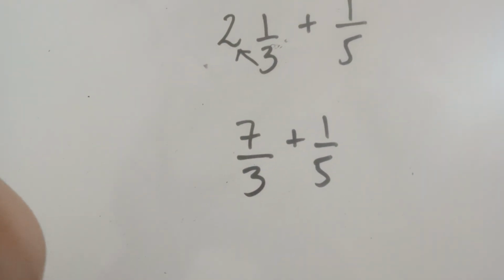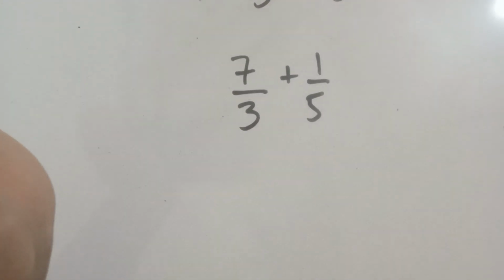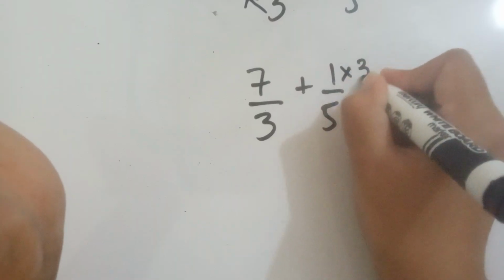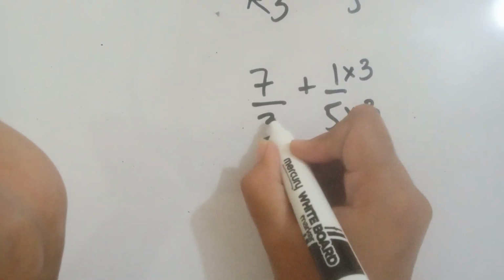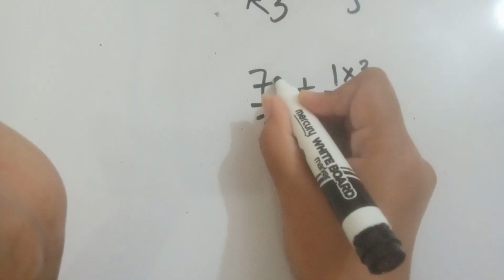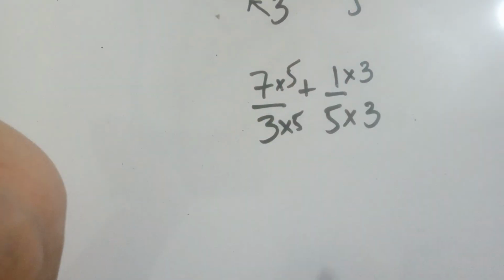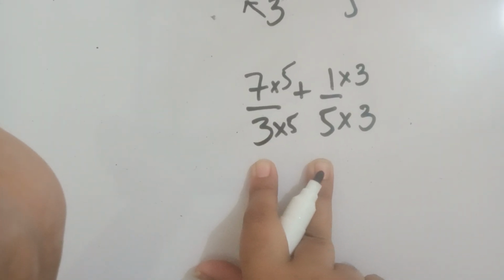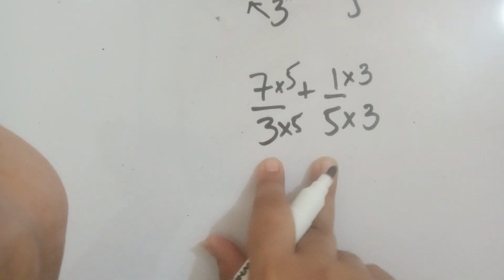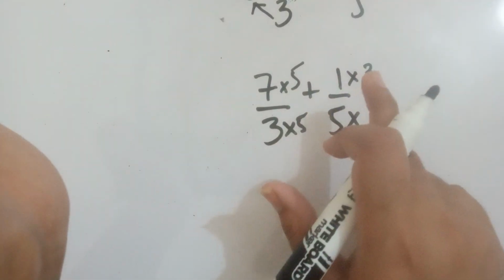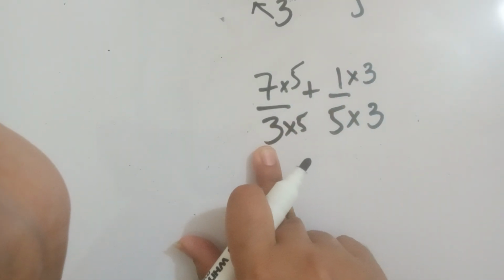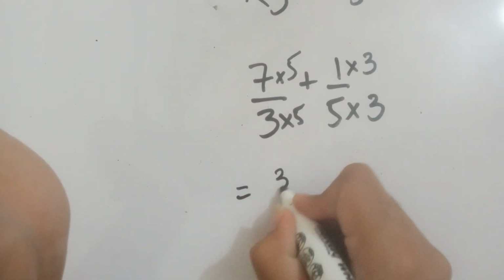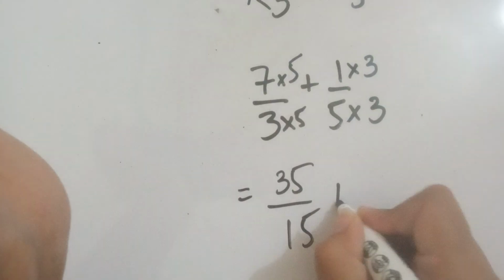Now, how will you add them? As in the second example we have done, you will multiply this fraction with 3 and you will multiply this fraction with 5. Why? Because 3 and 5 are not multiples of each other. That's why we will multiply crosswise. This fraction will multiply with this denominator and this fraction will multiply with this denominator. And it will become 35 by 15 plus 3 by 15.